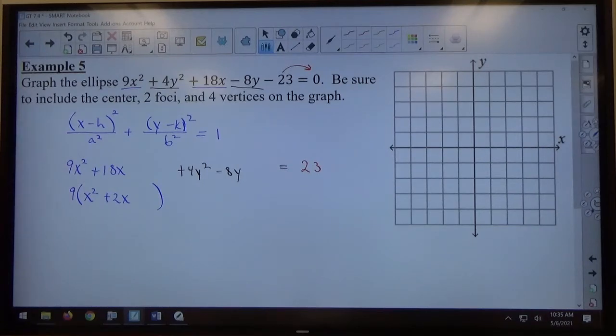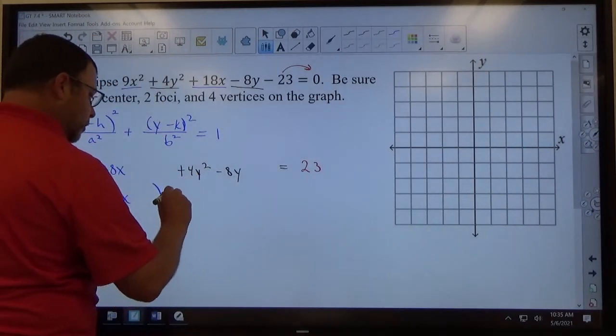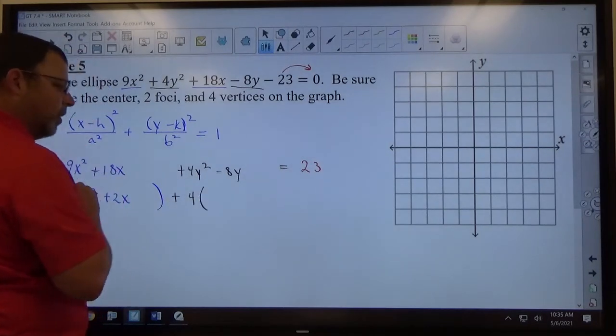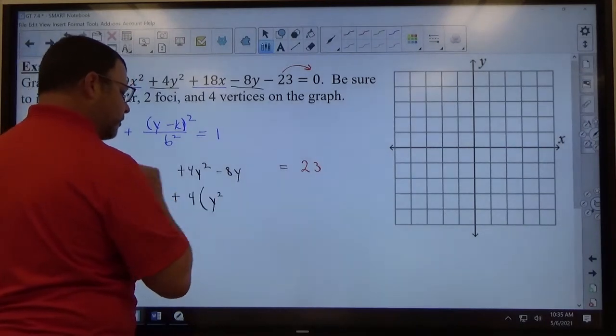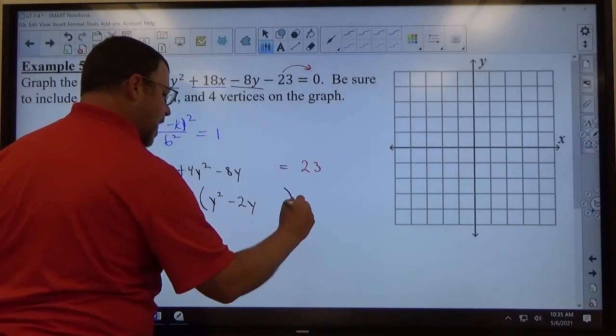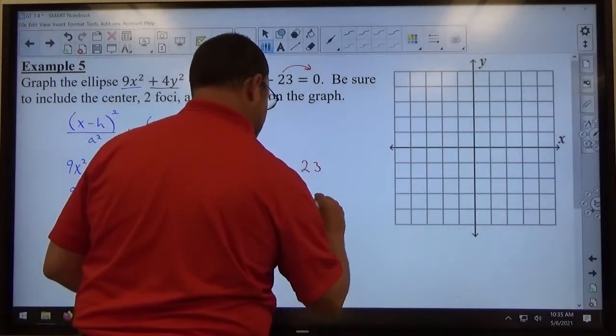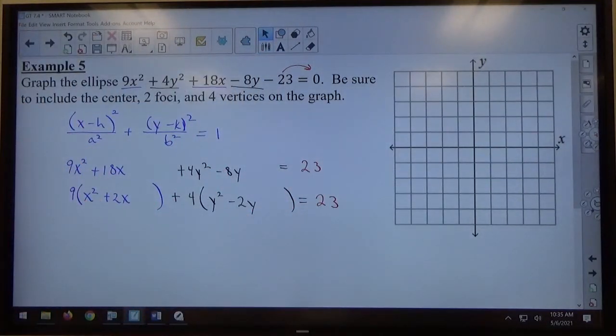And then the y terms, again, this needs to be 1y squared, not 4y squared, so I'm going to put plus, take the 4 out, parentheses, and divide both pieces by 4. 4y squared divided by 4 is positive 1y squared. Negative 8y divided by 4 is negative 2y. Leaving a gap, and 23 is still 23. That's my second step in completing the square to get standard form. Any concerns yet? Okay. Completing the square is what it has been every time for the left-hand side.